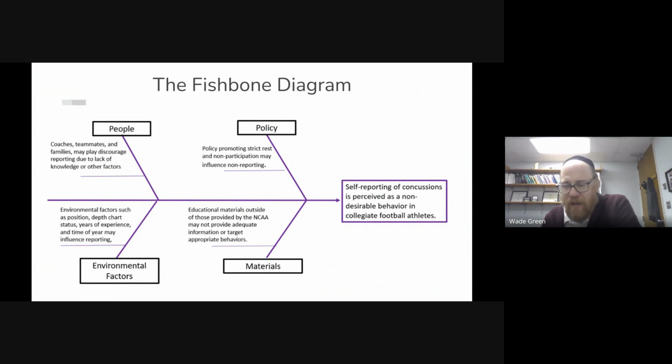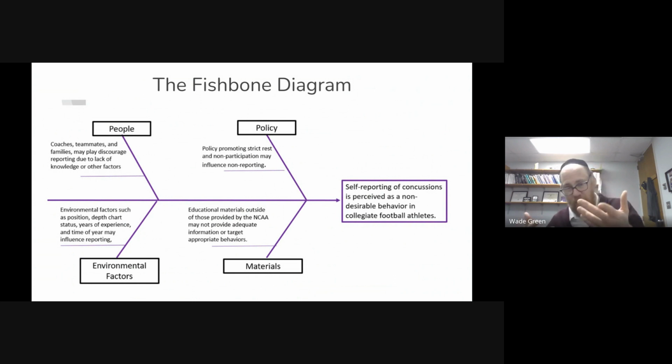And then by and large, it could be that materials provided by the NCAA are largely not meeting expectations and or insufficient when it comes to targeting behaviors and trying to influence behavior change. So if we were to take all of those different areas and bring them into focus with a single question, this is how we did it here. We said self-reporting of concussions is perceived as a non-desirable behavior in collegiate football athletes.